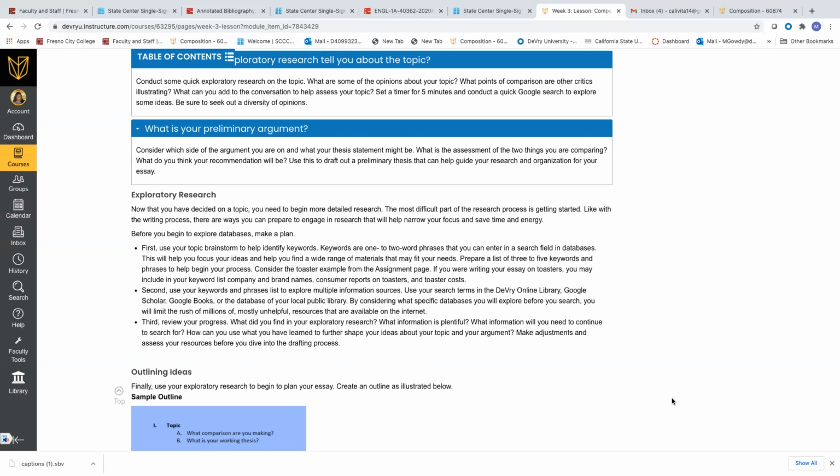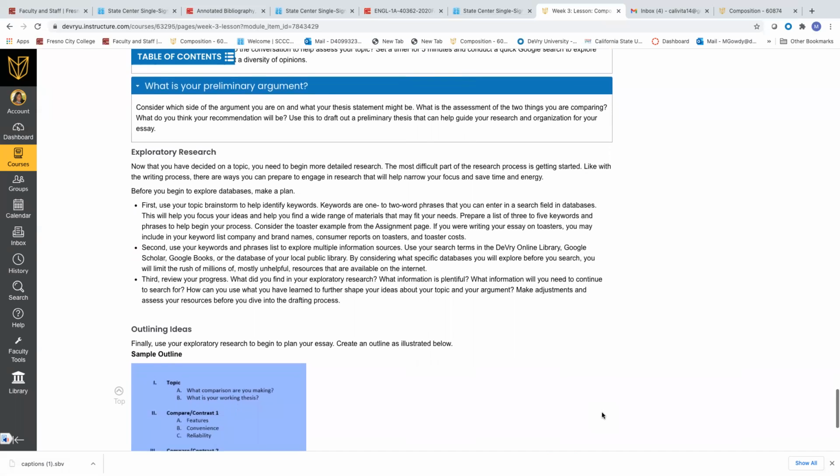Third, review your progress. What did you find in your exploratory research? What information is plentiful? What information would you need to continue to search for? How can you use what you have learned to further shape your ideas about your topic and your argument? Make adjustments and assess your resources before you dive into the drafting process. So you want to make sure that you have good, credible sources before you try to start drafting. You don't want to have little paragraph sources. You want to have sources that are good and solid that you can get good information from.